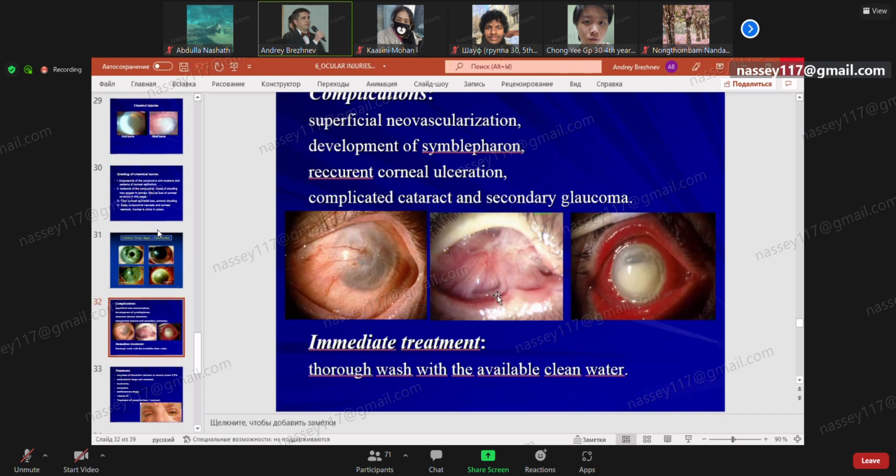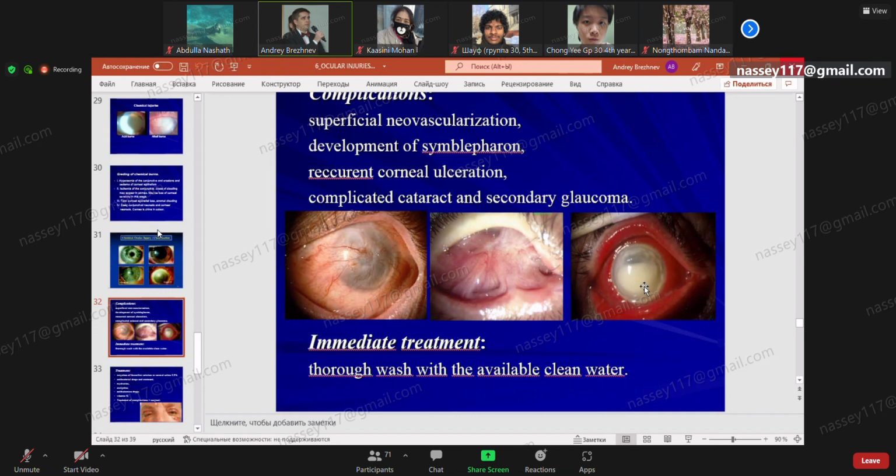Symblepharon is an adhesion between the conjunctiva of the eyelids and the conjunctiva of the eyeball. Due to their damage, there will be a connection of these two parts of the conjunctiva, the so-called symblepharon. Also a recurrent corneal ulceration, a whitish corneal ulcer with the development of secondary purulent inflammation. And also sometimes we can see complicated cataract, opacity of the lens, and even secondary glaucoma, increased intraocular pressure.